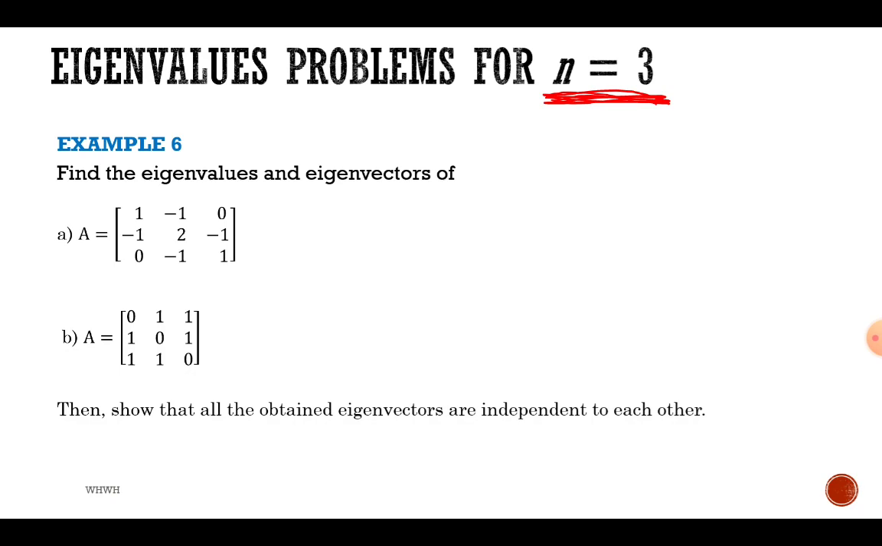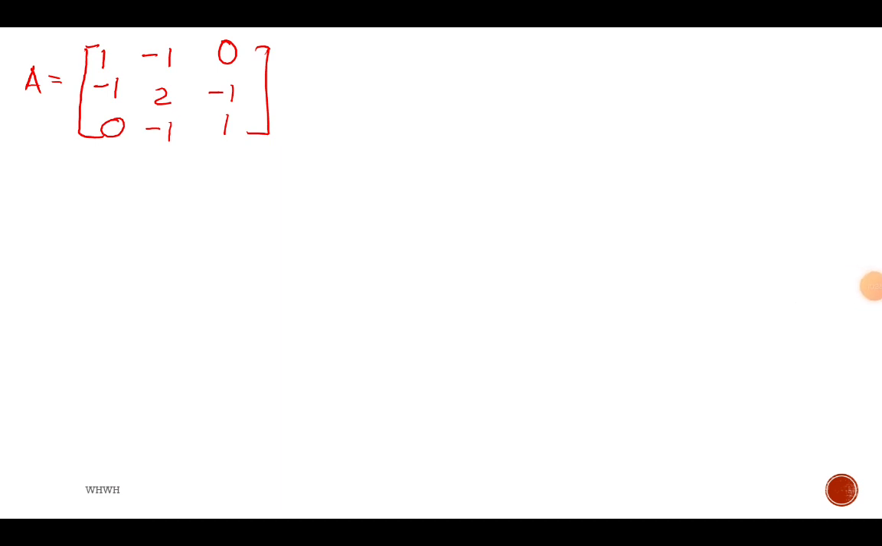Okay, where we introduce lambda, kita faktorkan. Okay, but to faktorkan here is a little bit challenging, because now we expect to have 3 lambda. Okay, because we have now 3 times 3 matrix. Okay, let us proceed for example 6 here. Okay, so sekarang ni saya nak tunjuk cara how we are going to find the eigenvalues and eigenvectors for 3 times 3 matrix. Kita try example 6A dulu ya.